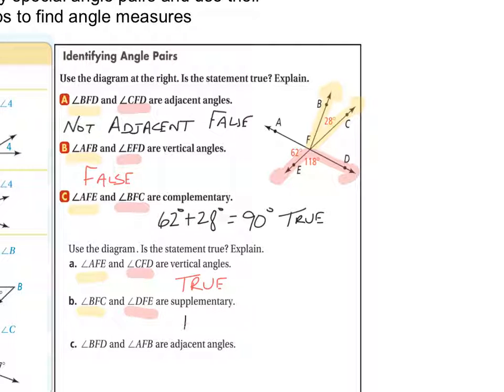Well, I got 118 and I have 28. Well, sorry, that is not 180 degrees. That ends up being 146 degrees. So this guy is false. Okay, that guy is false. All right, and then let's take a look at the last one now.